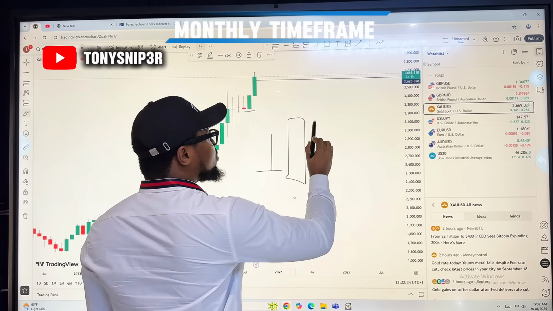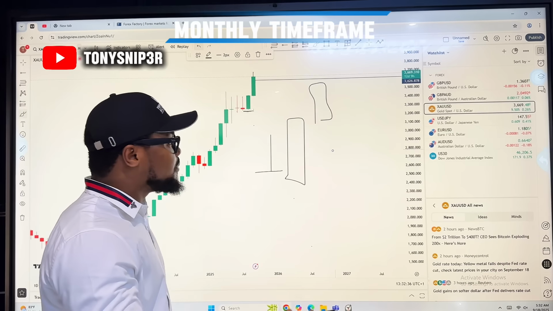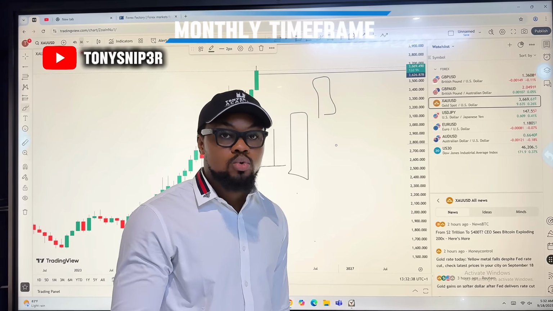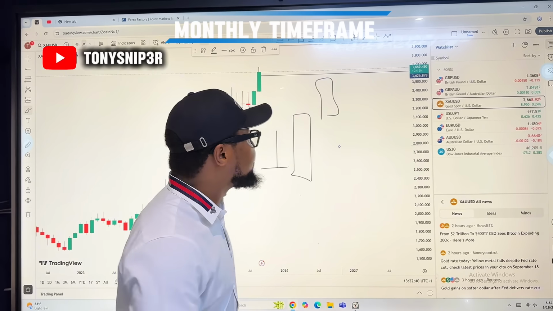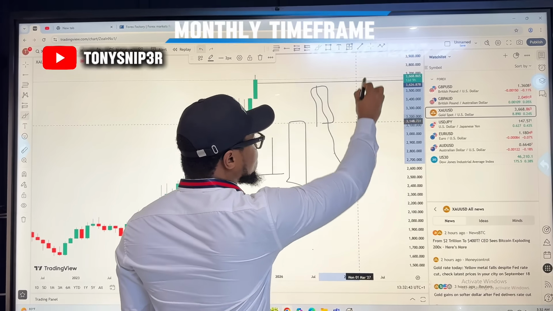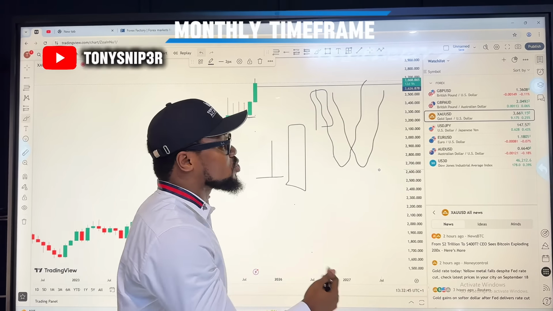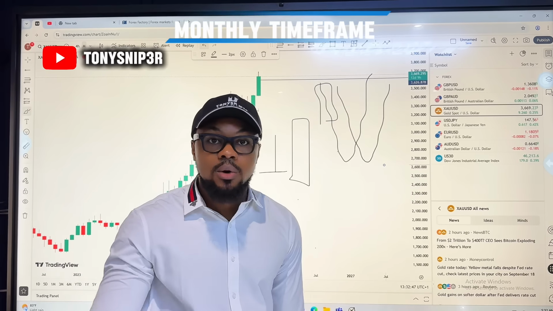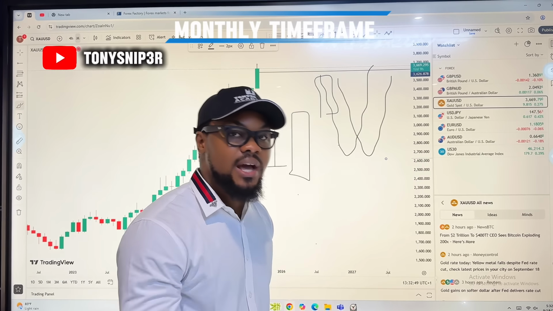And what do you expect to follow next? More push to the upside. Meaning automatically we're very sure that gold will continue to buy. Every retracement you see on gold is an opportunity for more buying, because on the monthly time frame, you can already tell that the market was exhausted, the buyers took over.